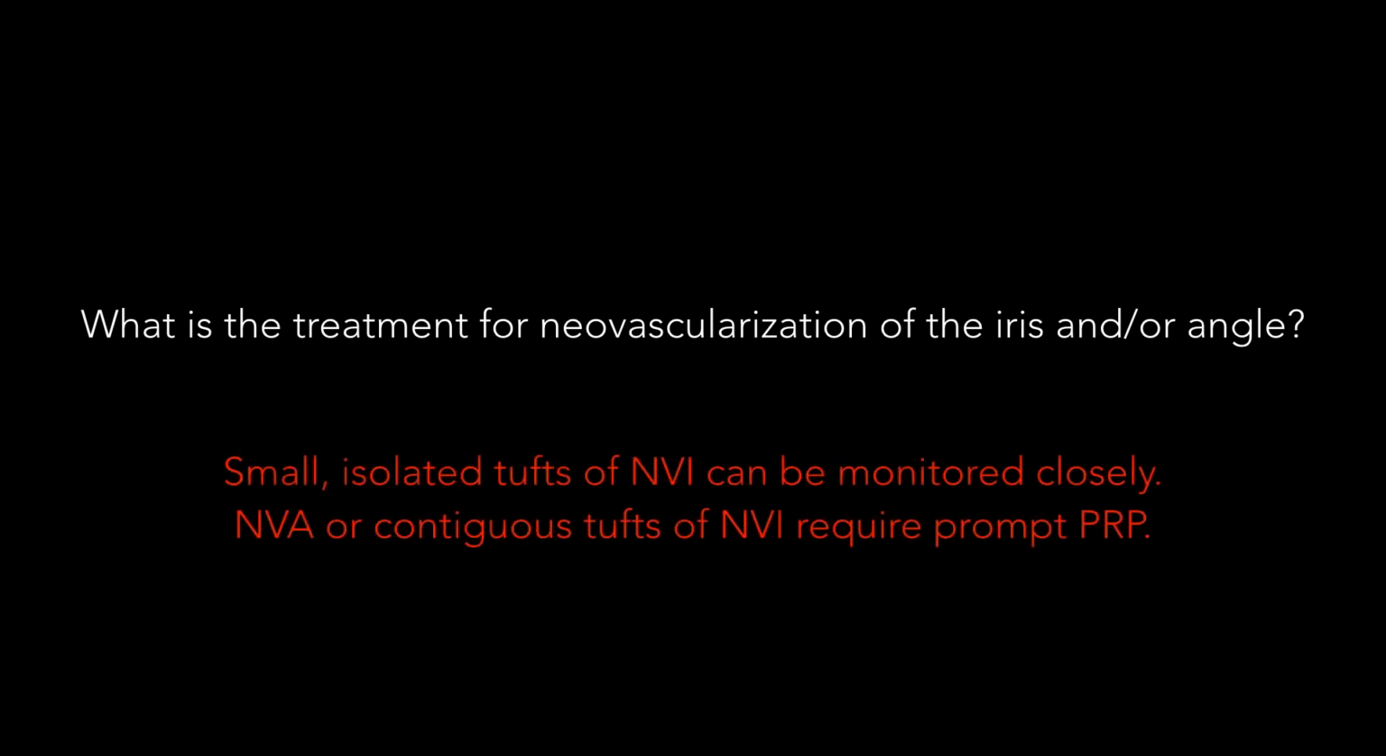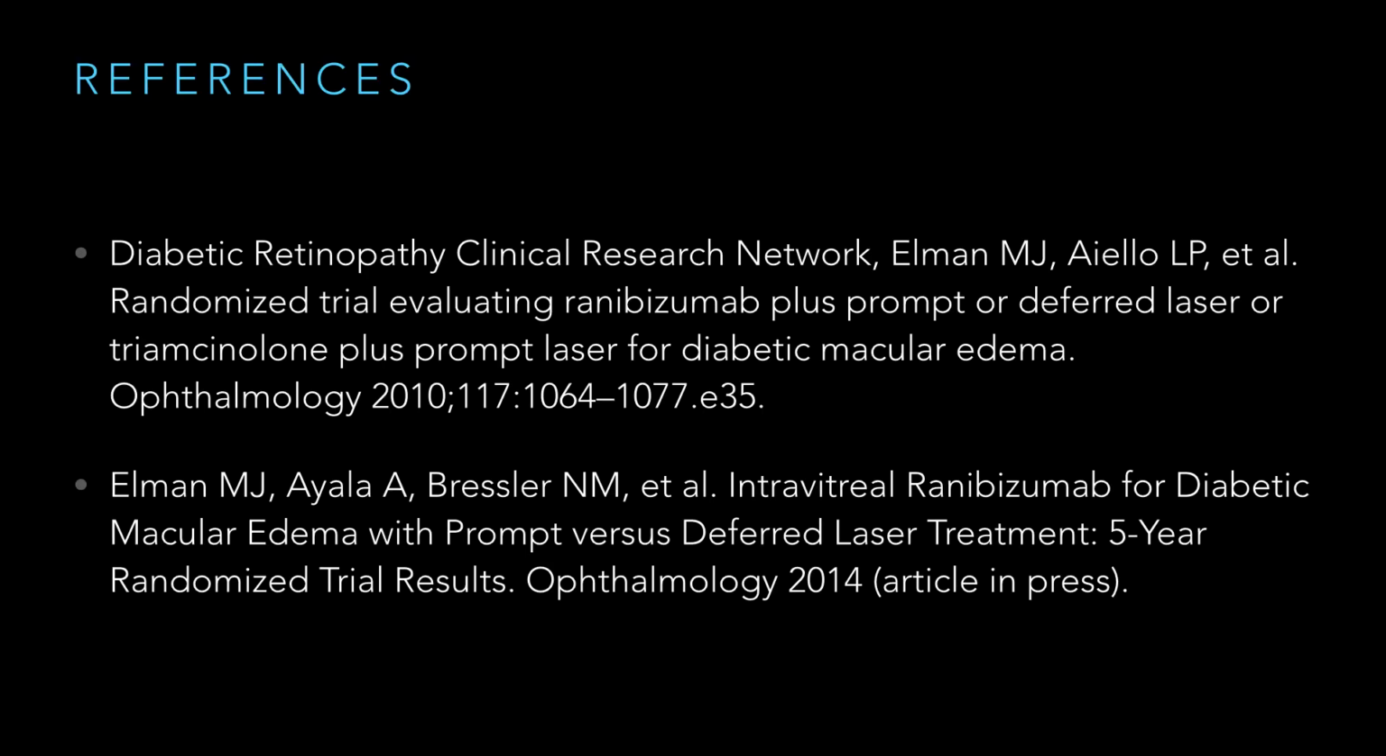Okay, treatment for NVI and NVA. Anybody? PRP. Yes, but a lot of folks just get these little tufts of NVI that you can just watch. If they got full PRP and you see a couple tufts there, just watch them. It doesn't necessarily mean your PRP failed. If it starts to get contiguous or they get a lot, you obviously don't want them to get NVA. I don't want to block off the angle at all. So if I see NVA, I'm going to treat it. I don't use gonio as much as I should, and I will do PRP. So a lot of references here, and that's it.